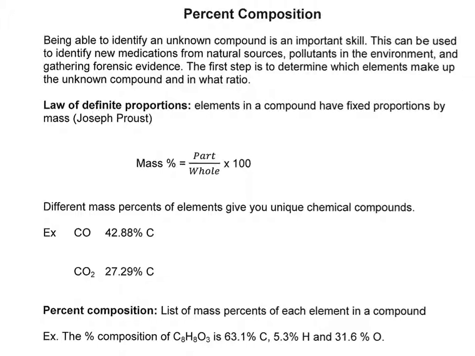Each chemical has a unique set of mass percents for its elements, and you can identify chemicals based on these percentages. For example, if you have a sample that is 42.88% carbon and the rest is oxygen, then you know you have carbon monoxide. If you have carbon dioxide, then the percentage of carbon is 27.29%.